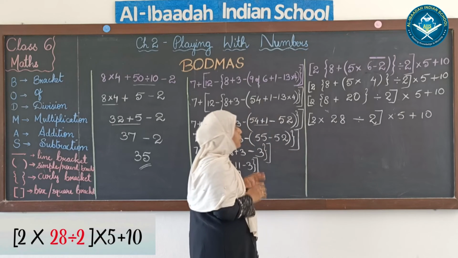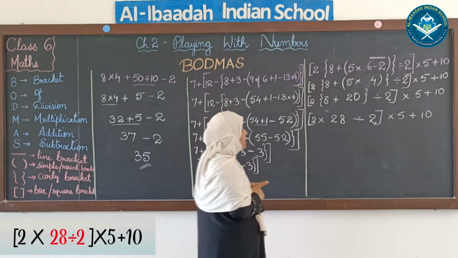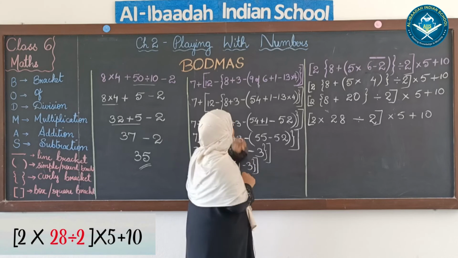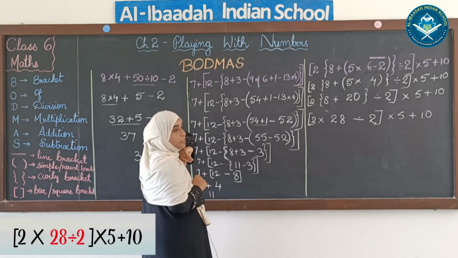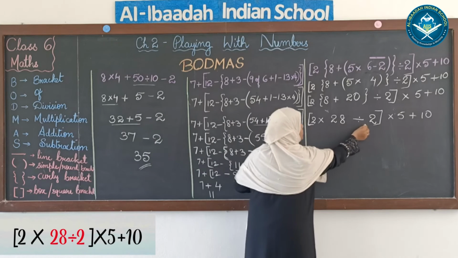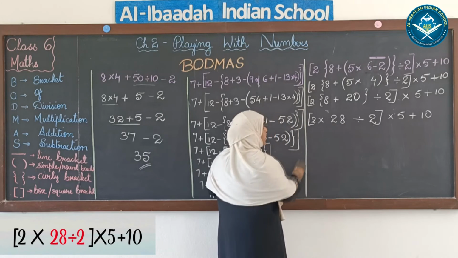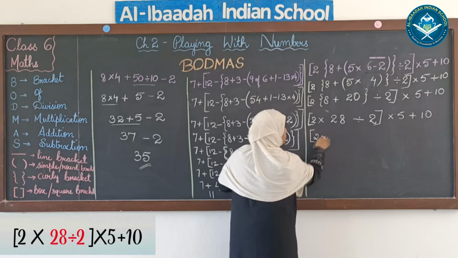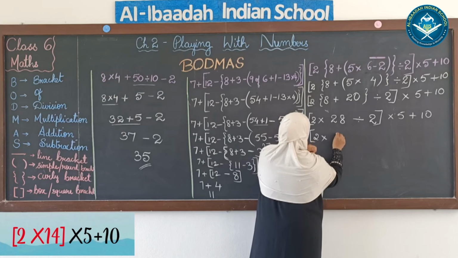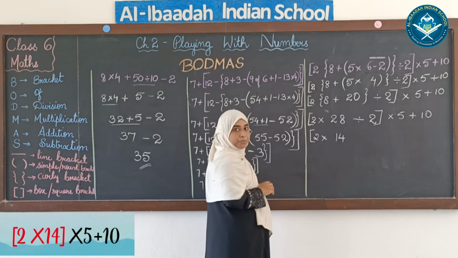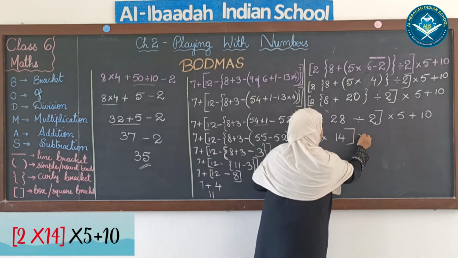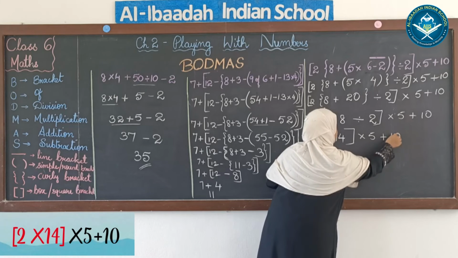Now next we have to solve the box bracket. Inside the box bracket we can see there are two operations, multiplication and division. According to the rule we have to first solve division and then do multiplication. So first we will do division, 28 divided by 2. So 2 into will remain as it is. 28 when we divide by 2 we will get 14 as the answer. So in our box bracket one operation is solved, into 5 plus 10.